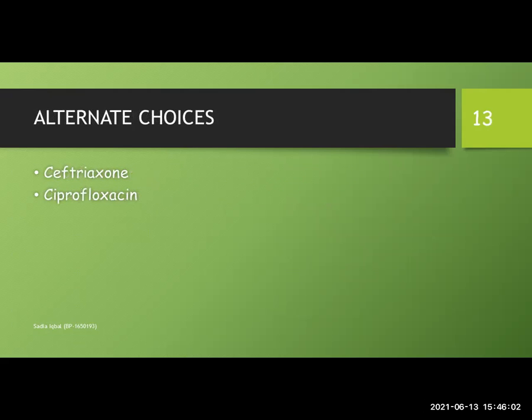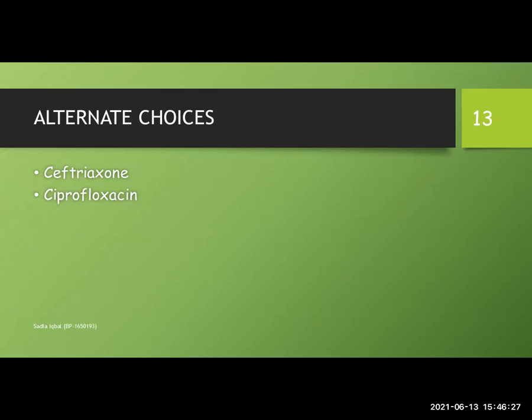There are two alternate drugs available that we can use in cases where gentamicin cannot be used for several reasons. Number one is ceftriaxone. Ceftriaxone is a third generation cephalosporin. It has a broad spectrum against both gram-positive and gram-negative bacteria, and it is a pregnancy category B drug. And it is safe in patients with renal insufficiency because it is excreted via both renal and hepatic pathways.